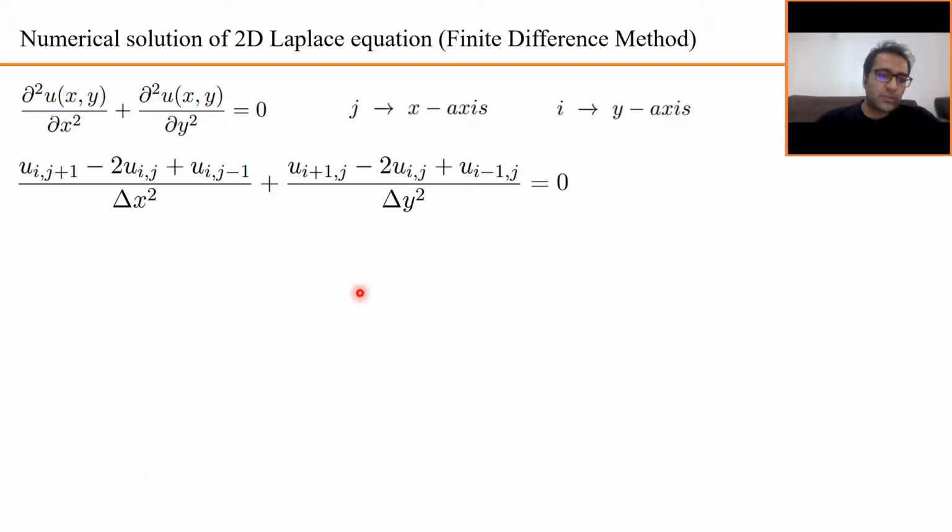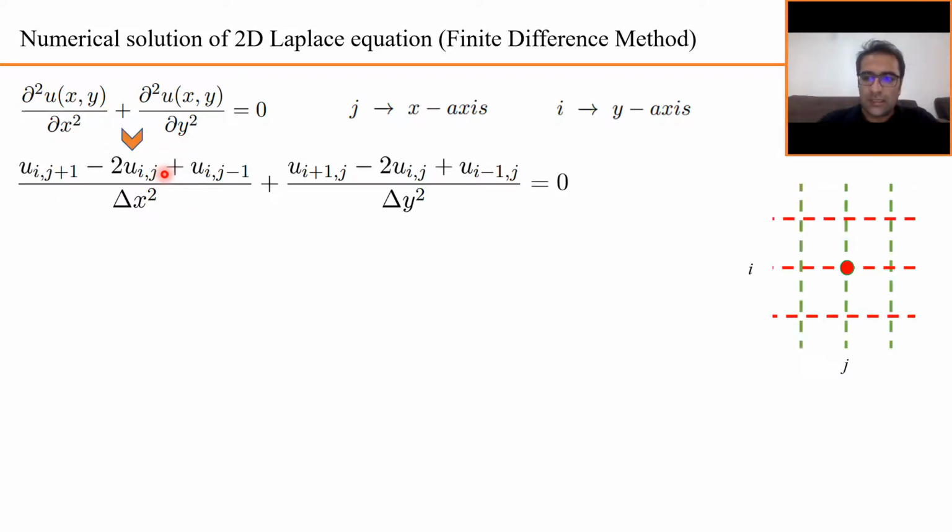If I substitute what we derived for the second derivative into our partial differential equation, based on the definition, we have 2 times the value of the function at some point ij, right?